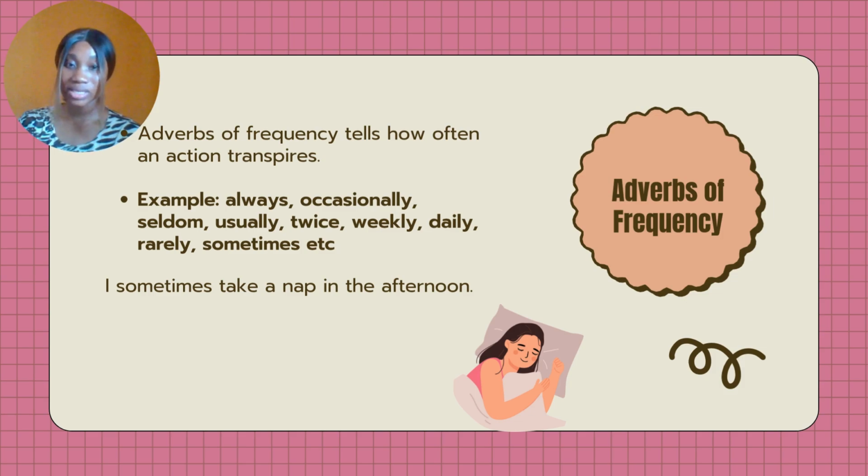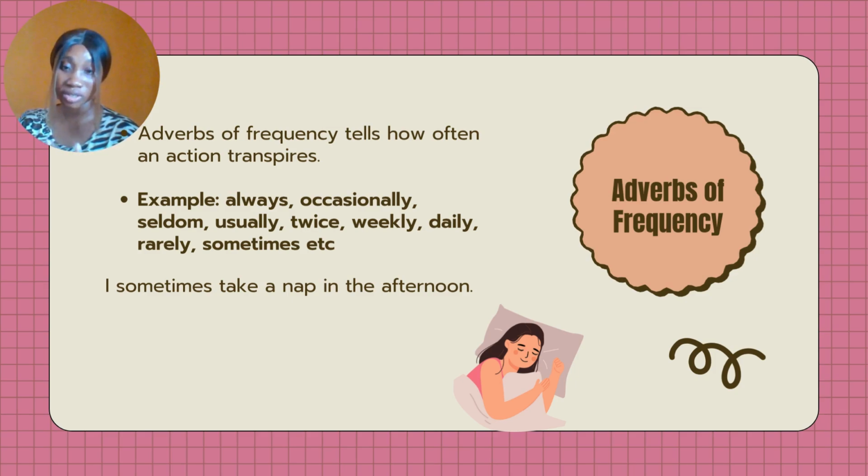Adverbs of frequency simply talk about how often an action takes place, like how many times. How many times in a day does this happen? How many times in a week? How many times in a year? How many times in a month? How many times in an hour does this happen? That is frequency, just how many times, how often an action transpires.